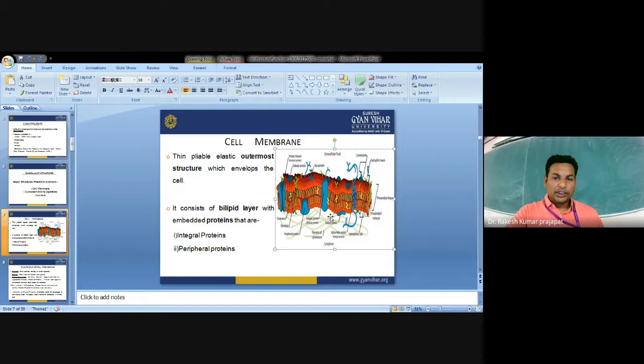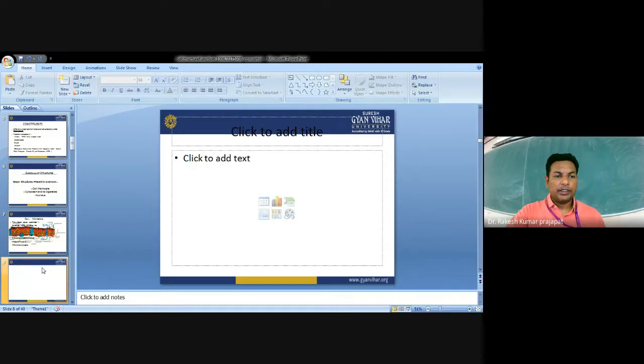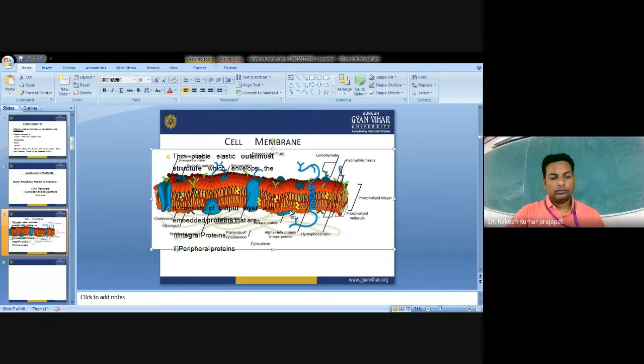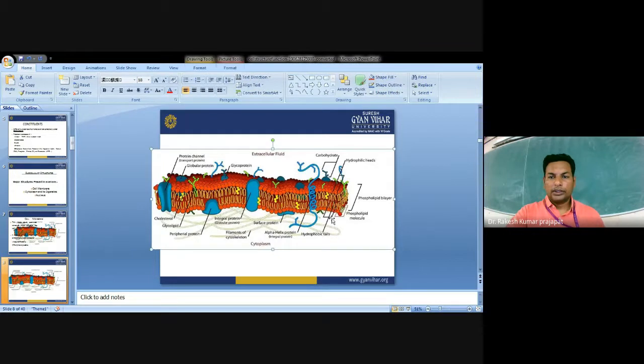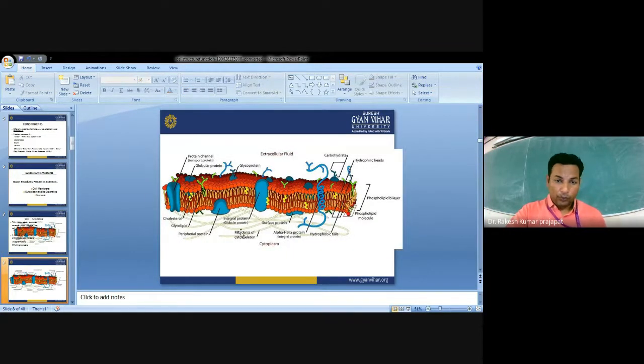So this is the structure of the plasma membrane. Let me take you to the new slide so it will appear clearly. Here this is one layer, this is another layer. So these are the two lipid bilayers.